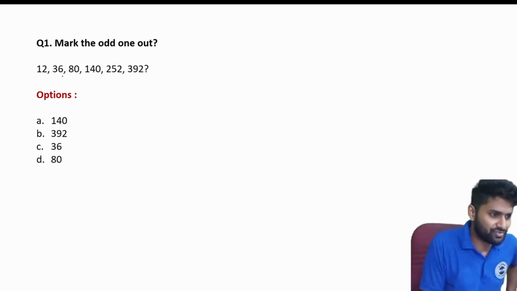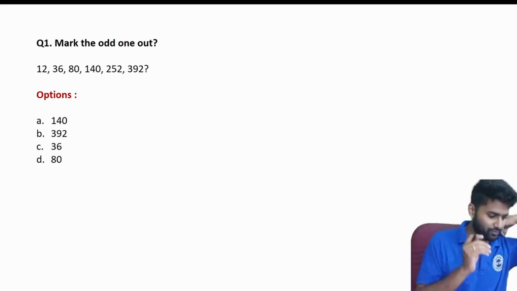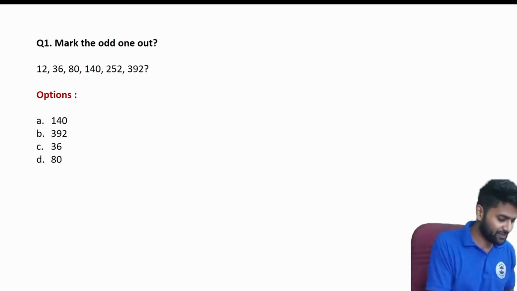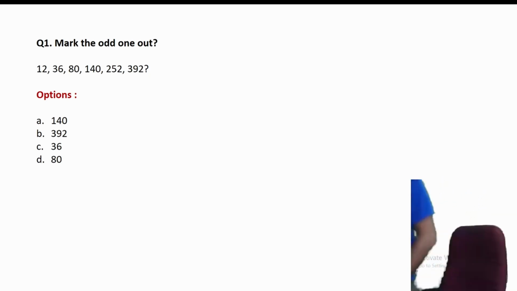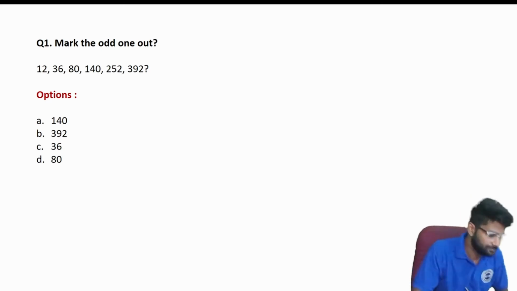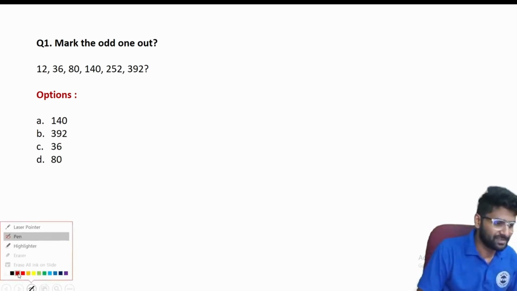So we have the numbers 12, 36, 80, 140, 252 and 392. So which one is the odd one out? So one number is completely different from the other numbers. You just tell me which number it is. What is the answer?